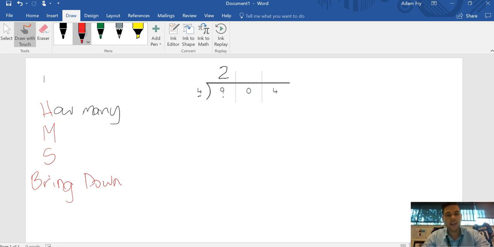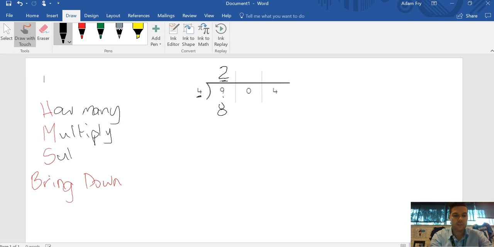Now, our next step is M, and M represents multiply. So we now must multiply our answer, which in this instance was the number 2, by what we're dividing by. Okay, so 2 multiplied by 4 equals 8, and I'll put that 8 directly underneath the 9. Now the next step is subtract. So I'm sure you can work out that we now must subtract 8 away from 9. So 9 take 8 equals 1.